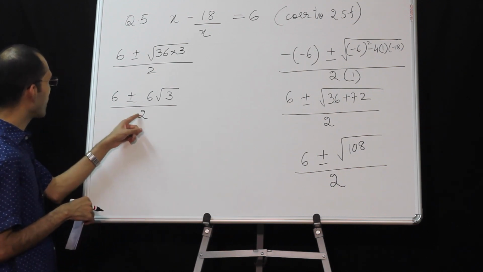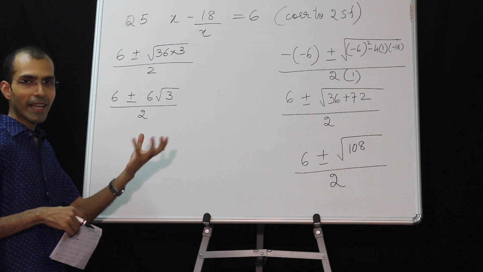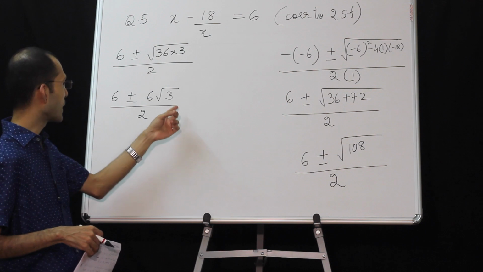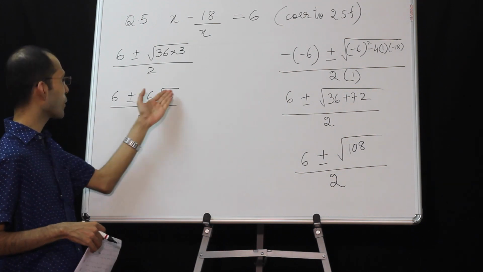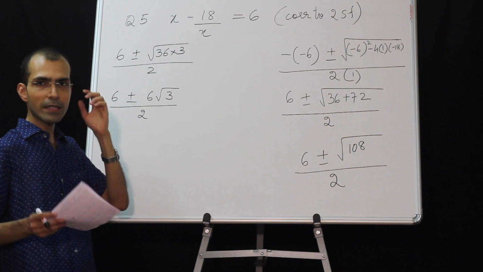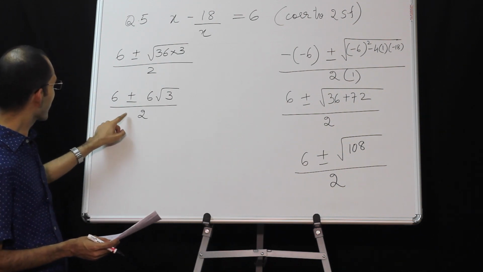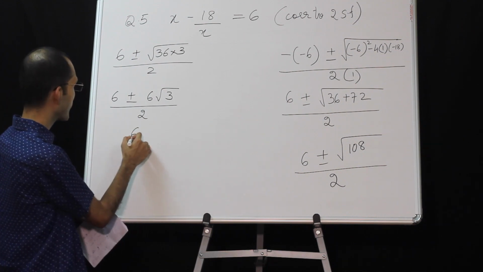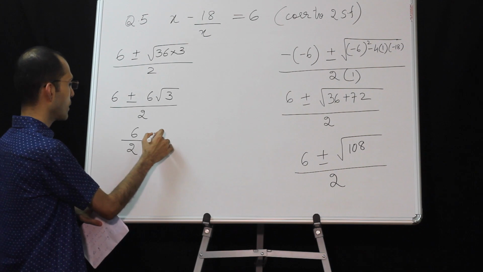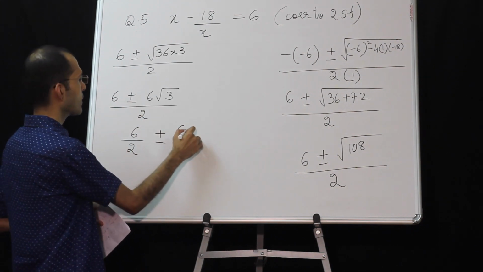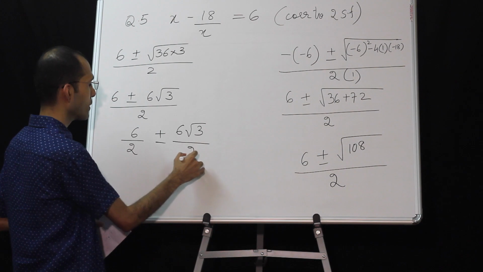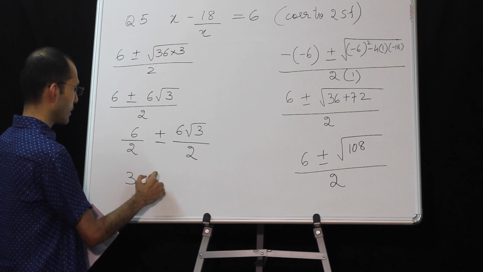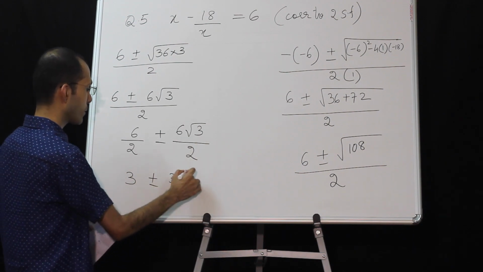Okay, now we can do double division here to make calculations easy. See, we can put the square root of 3 as 1.732, multiply by 6, and then perform this addition subtraction. But if we use little power of observation, 2 divides this 6, 2 also divides here. So why not go like this? 6 divided by 2 plus or minus 6 root 3 upon 2, just to simplify the calculations. So this will be 3 plus or minus 3 root 3.